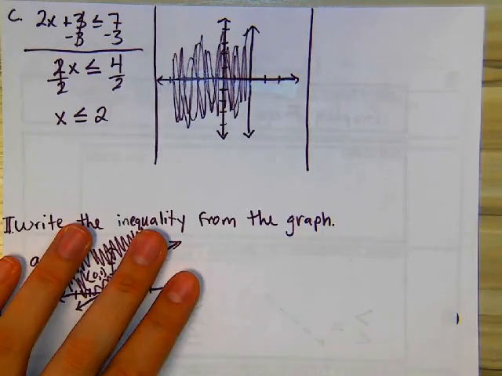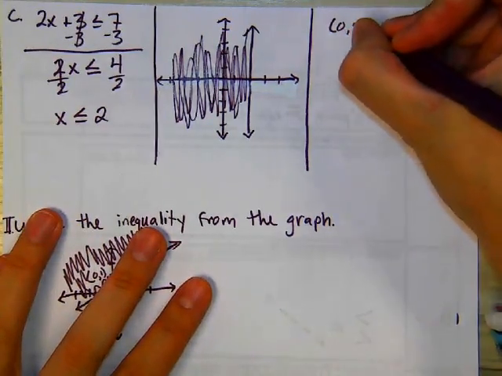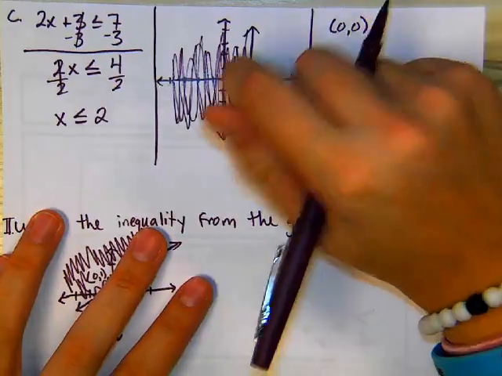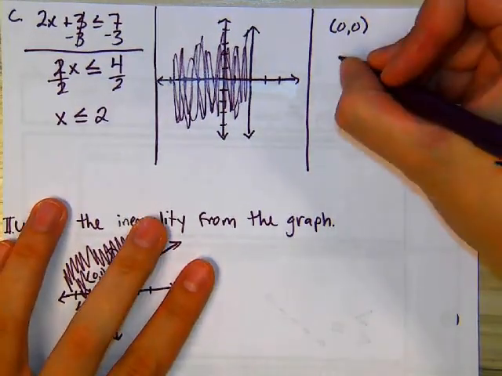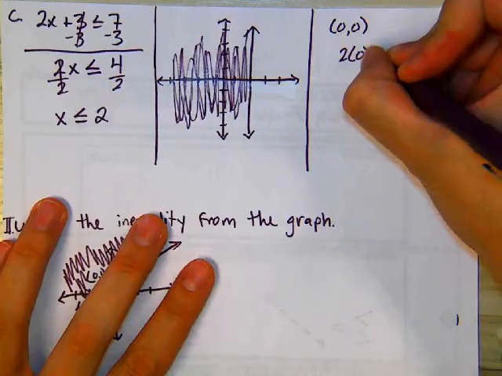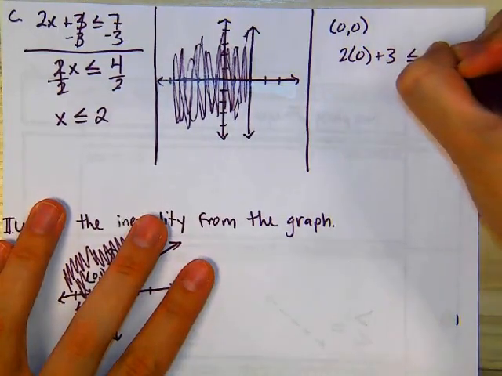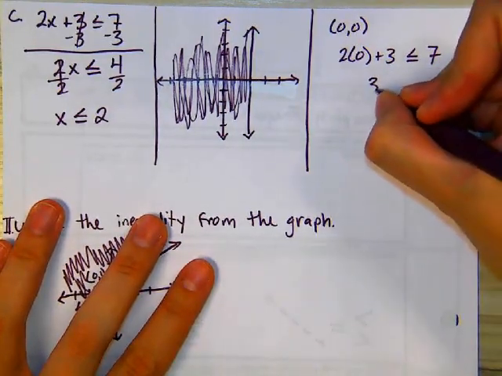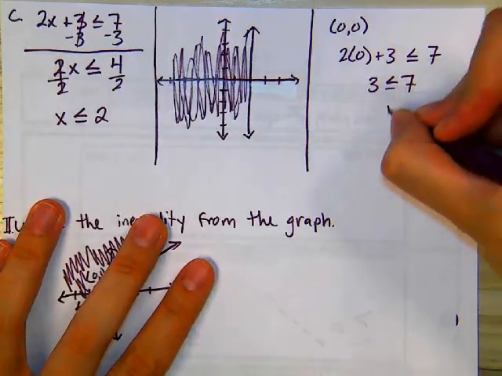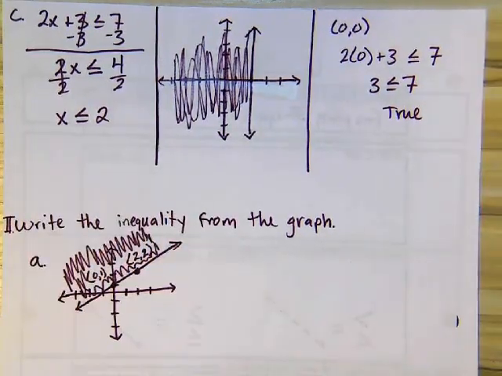To check, pick any point. Pick the point (0, 0), that falls right in the middle there. So we get 2 times 0 plus 3 is less than or equal to 7, which gives us 3 is less than or equal to 7, which is true. So we have shaded correctly.